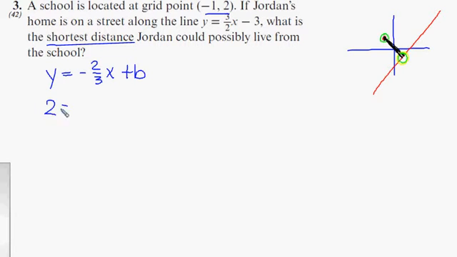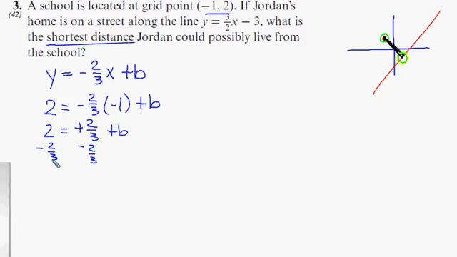I'm going to plug 2 in for y. I've got -2/3, and I'm going to plug -1 in for x, plus b. So now I have 2 equals positive 2/3 plus b. Bring my 2/3 over, subtracting it, and that gives me the value for b equal to 1 1/3, or I could say 4/3. So b is equal to 4/3. Now I have my new equation. I know that my perpendicular line is y equals -2/3 x plus 4/3. Perfect. That's this black line right over here.